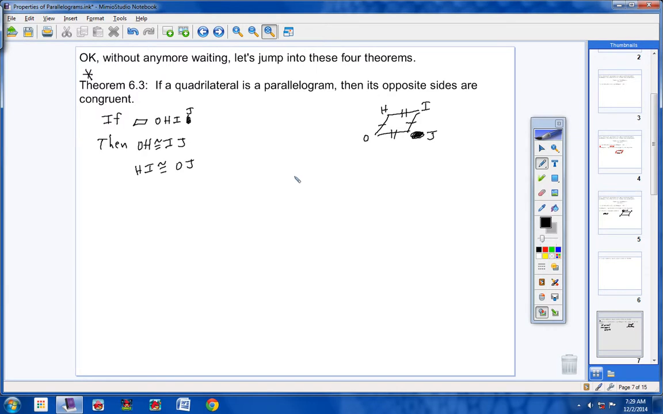If you have a parallelogram, the opposite sides are parallel. That's true, we know that. But they're also congruent. They will be congruent. Okay? All right, I'm going to move on. If I'm going too fast, just pause the video. Take some really good notes on this.